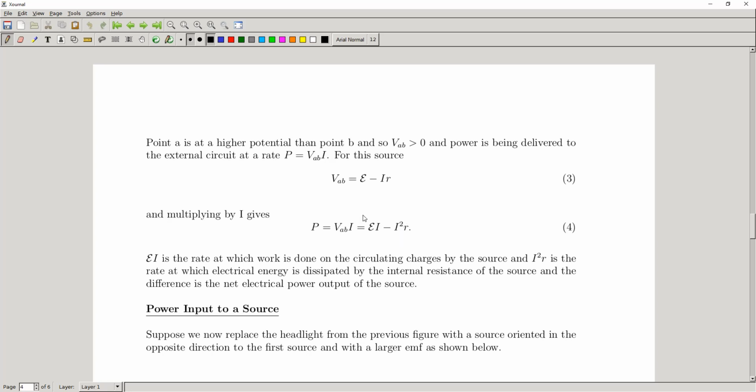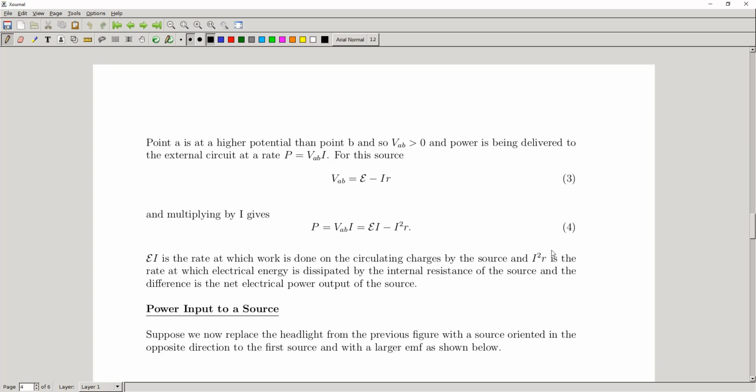Okay, this first term, this EMF times our current, is the rate at which the work is done on the circulating charges by our source. So our source is doing some work on these circulating charges, and the rate at which it's doing this work is equal to our EMF times I. And this I squared R term is the rate at which the electrical energy is being dissipated by the internal resistance of our source, right?